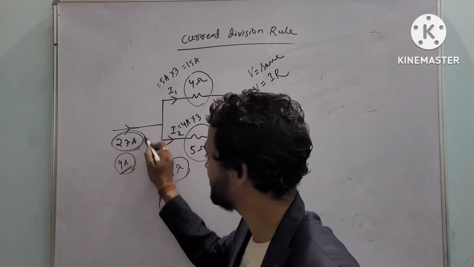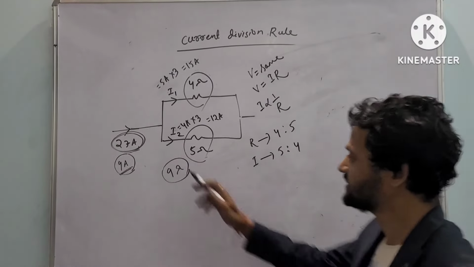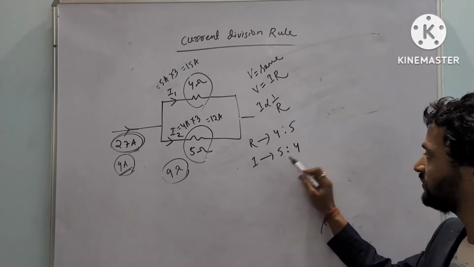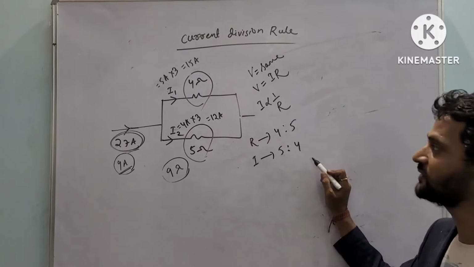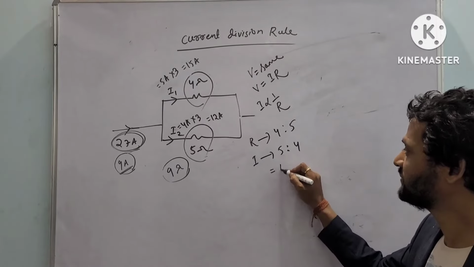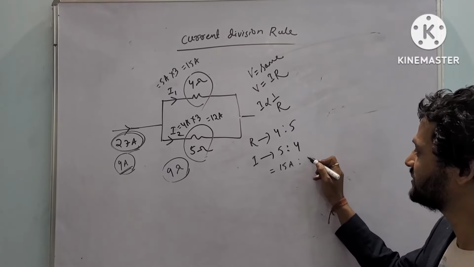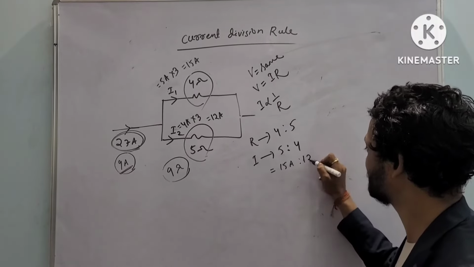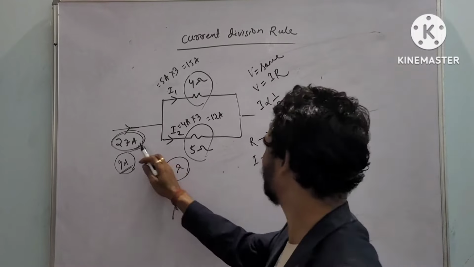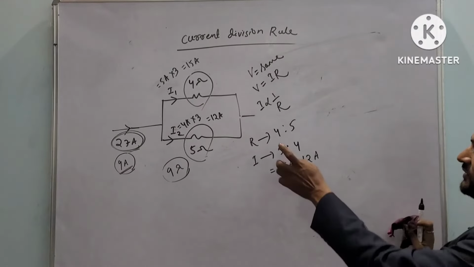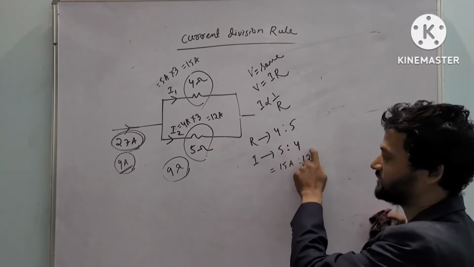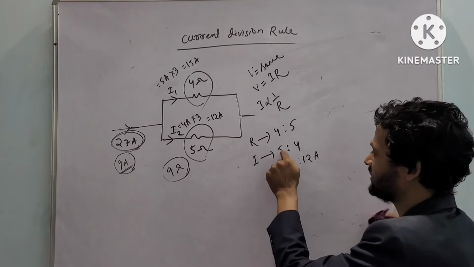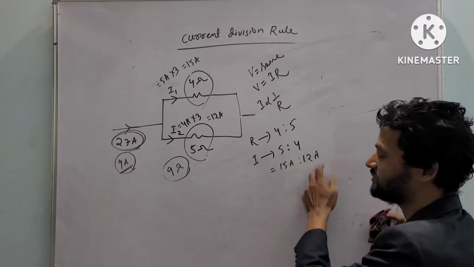But our current flowing is 27. So 27 ampere will be getting divided in the ratio of 5:4. Yes or no? So this becomes 15 ampere, and this becomes 12 ampere. Yes or no? 27 will divide in the ratio of 5:4. Divide into total 9 parts, this is 3 parts. 3 into 5 is 15, 3 into 4 is 12. Done.